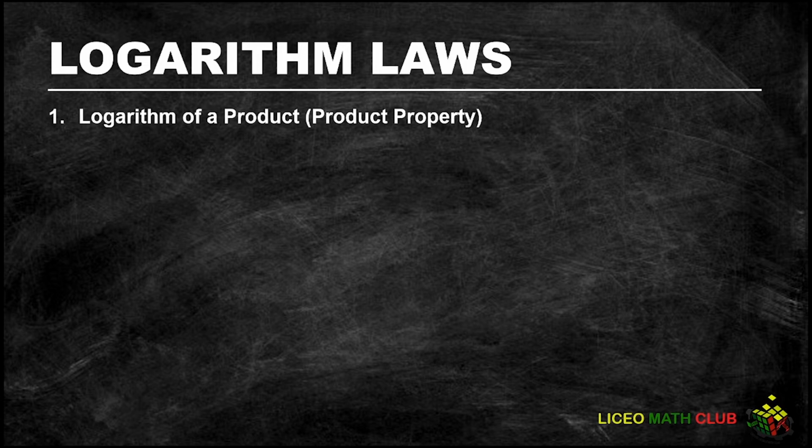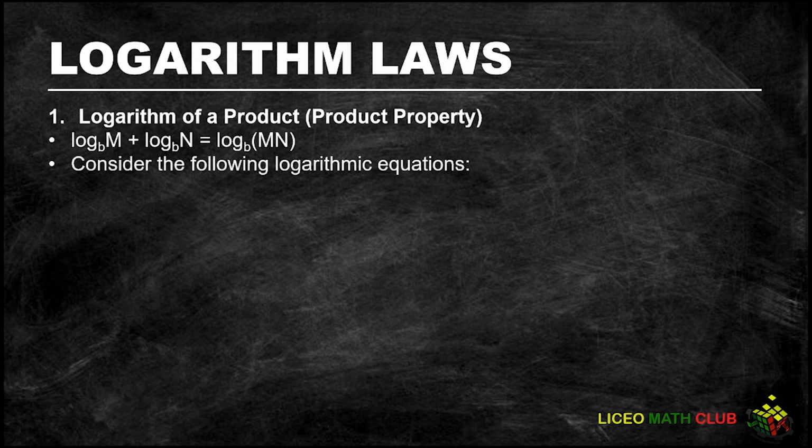It is denoted by the formula log base b of m plus log base b of n is equal to log base b of the product of m and n, or mn. Consider the following logarithmic equations.